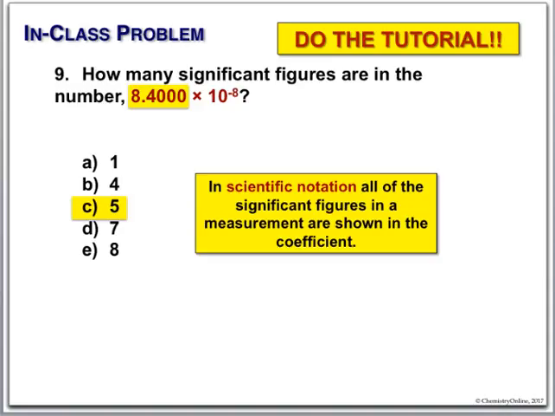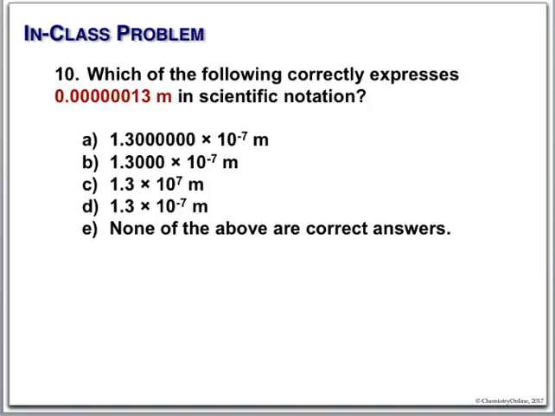And let's do one more fairly simple one. Let's take a number and convert it to scientific notation. Here we have 0.00000013 meters. And we're going to write this in scientific notation. Now remember what we do here. We're going to start off with our decimal point, and we're going to move it so it's in between the first and the second non-zero digits. So the first two real digits.